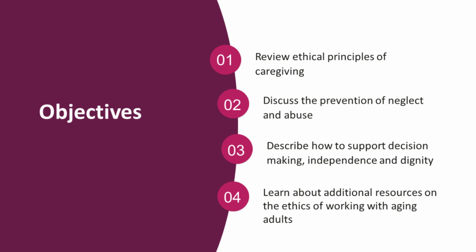Here are our objectives. We're going to start by talking about those ethical principles of caregiving. We're also going to talk about preventing abuse and neglect. Then we're going to talk about how to support decision-making, independence, and dignity. And then finally, we'll learn about some additional resources for working through these ethical issues, and also an ethical decision-making model.